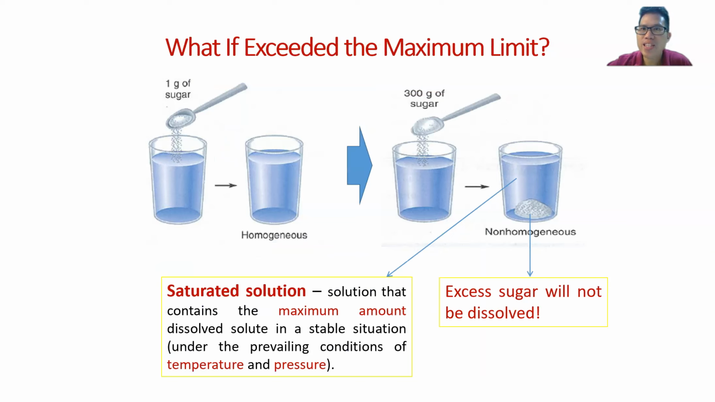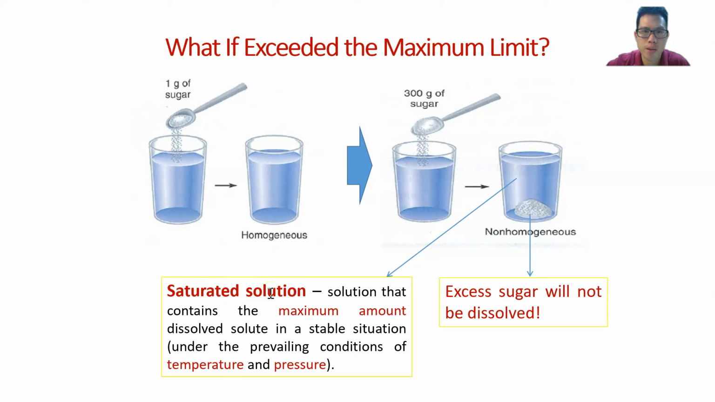So what if you exceed the maximum limit? Like the one that I told you before, for example, a gram of sugar dissolves into a homogeneous solution. But if you add 300 grams of sugar, what will happen to it? The excess sugar will not be dissolved. How you explain this is because each sugar molecule will interact with a water molecule. When the amount of sugar exceeds the amount of water molecules available to interact, then obviously the sugar cannot be dissolved anymore. And in this concentration, we call it a saturated solution.